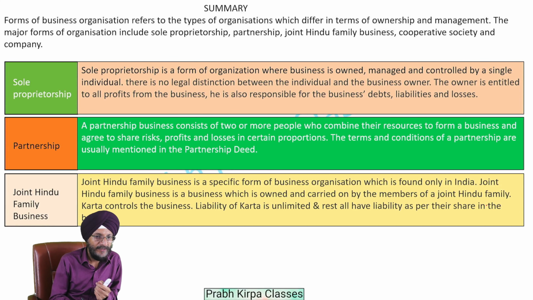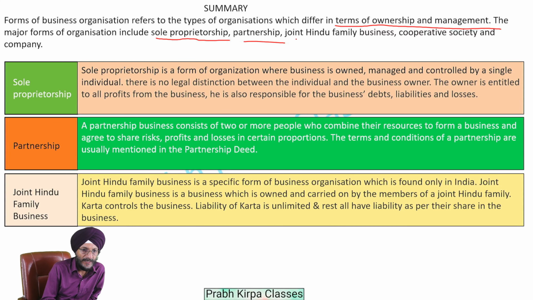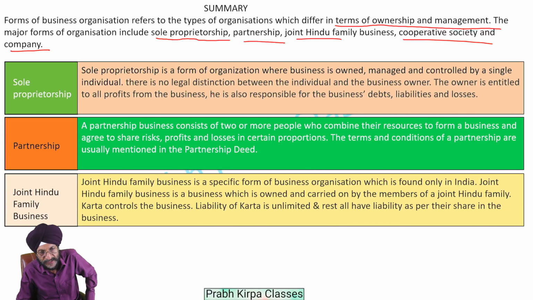So far we have discussed different forms of organizations which differ in ownership and management. The major forms of organizations which we have discussed are sole proprietorship, partnership, joint Hindu family business, cooperative society and company. Sole proprietorship form of business is a business which is managed by a single person.